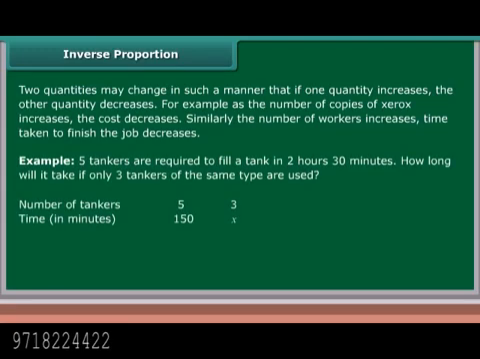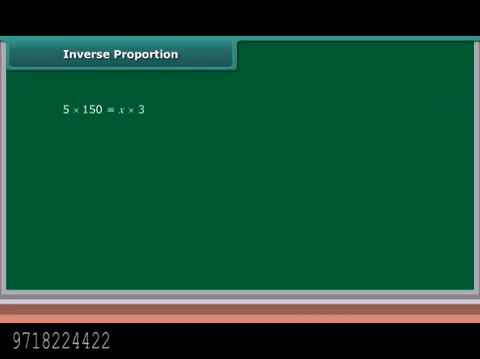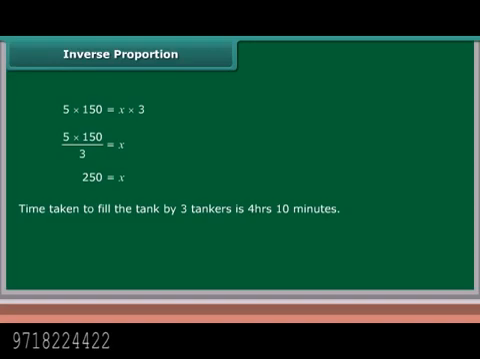Example. 5 tankers are required to fill a tank in 2 hours 30 minutes. How long will it take if only 3 tankers of the same type are used? The lesser the number of tankers, the more will be the time required to fill the tank. So this is an inverse proportion. 5 into 150 is equal to x into 3. 5 into 150 upon 3 is equal to x. 250 is equal to x. Time taken to fill the tank by 3 tankers is 4 hours 10 minutes.